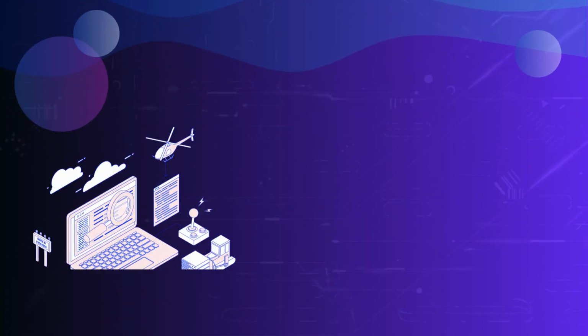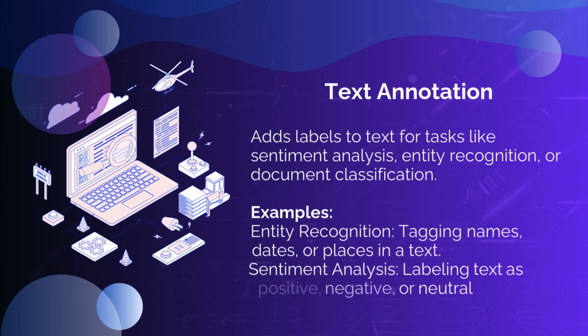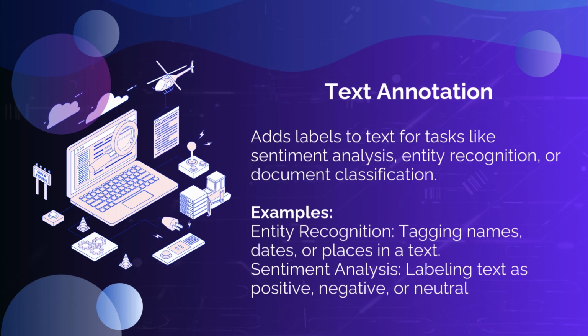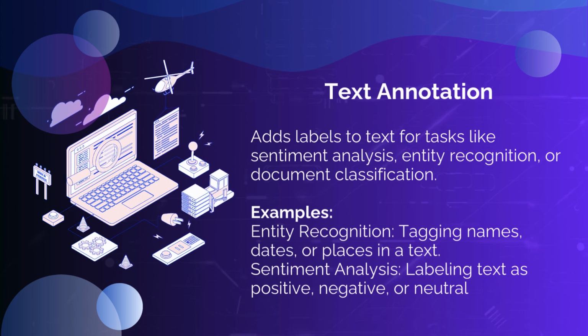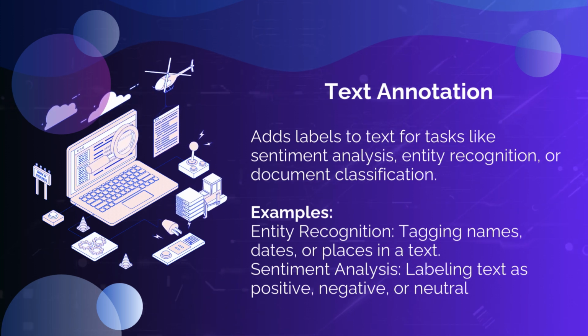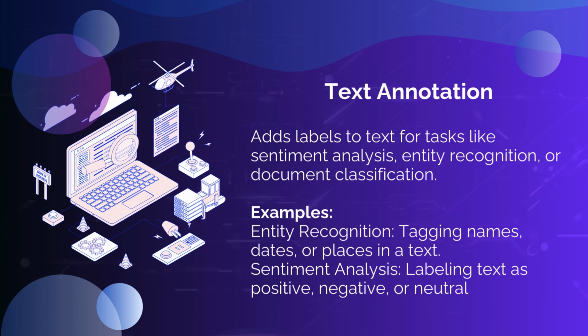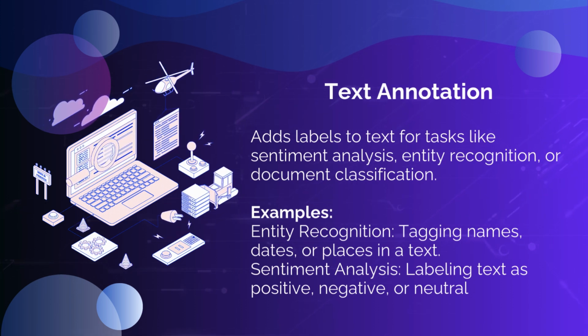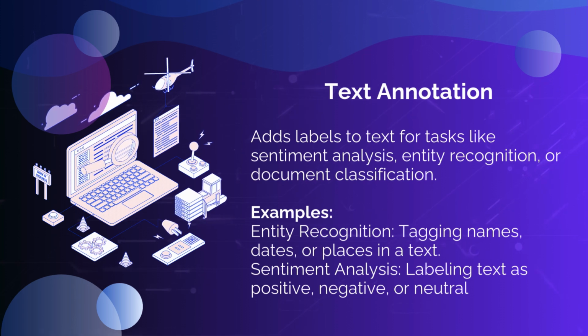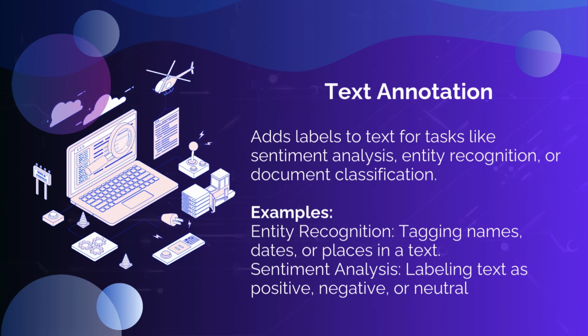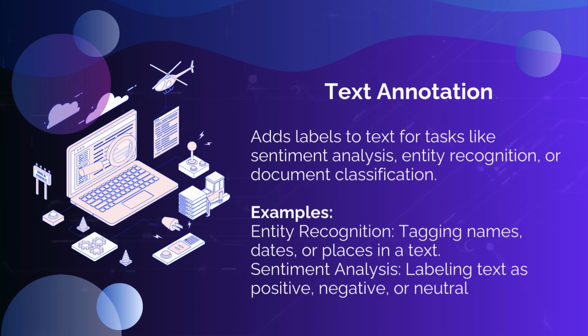First is text annotation. This is where we label text to help machine learning models understand tasks like sentiment analysis, identifying entities, or classifying documents. For example, tagging names, dates, or places in a text is called entity recognition, or labeling text as positive, negative, or neutral in sentiment analysis.